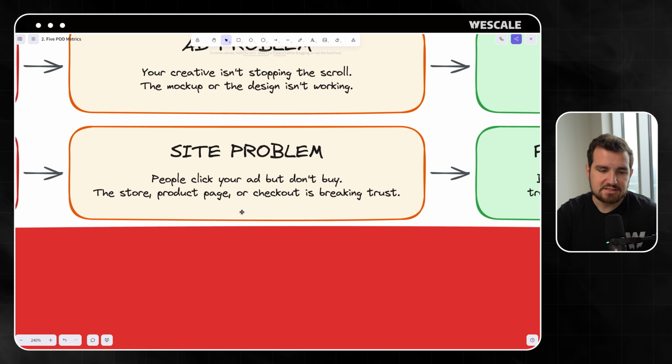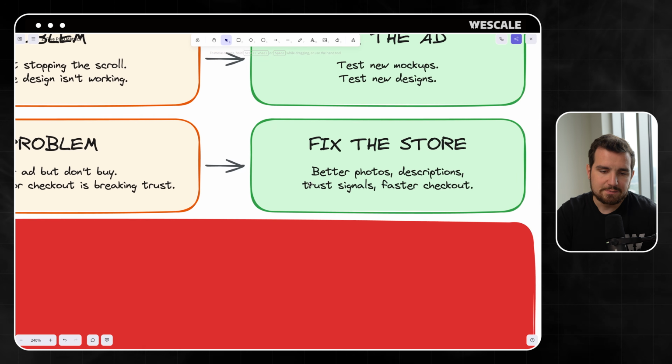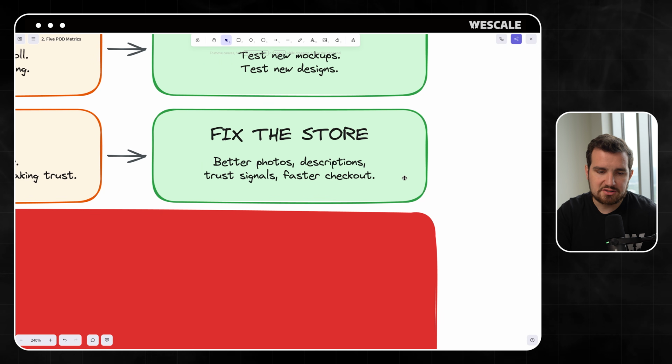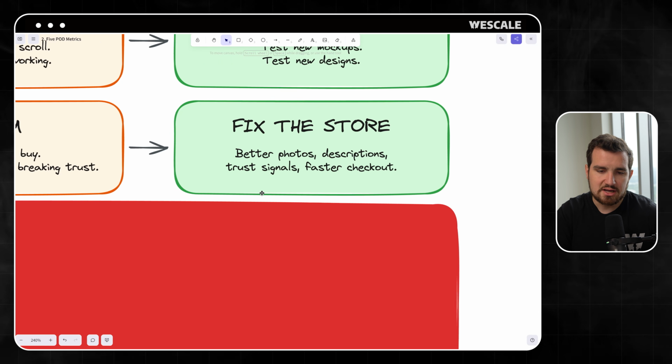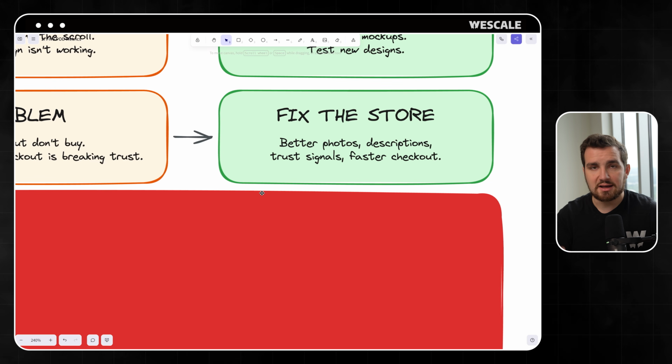So this is a site problem. It means that people are clicking your ad, but they're not buying. So it's either the store, the product page, or checkout is breaking trust or just not convincing people enough. And the solution here is we fix the store, make sure we have great product photos, descriptions, trust signals, and overall, especially for print on demand, that it is optimized for speed and simplicity.